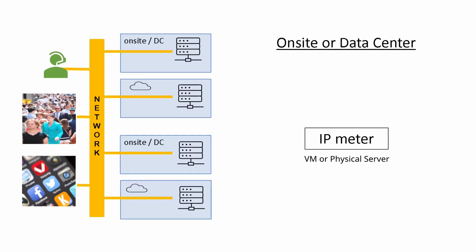The first step is for the customer to provision a VM or physical server using any Linux distribution, and to allow PryLink to access the server remotely through SSH. PryLink will use the remote access to transform the server into an IP meter.